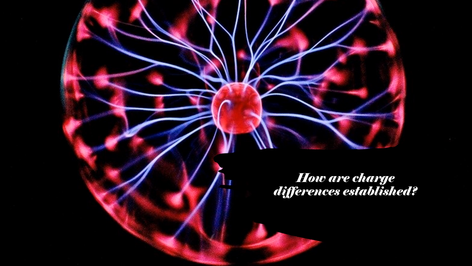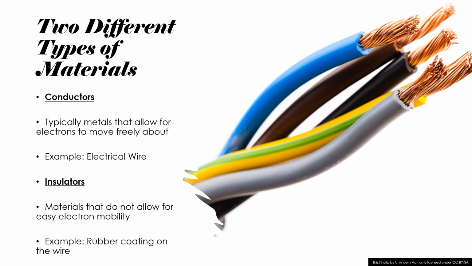So how are those charge differences actually established though? That's the key, right? You don't have a difference in charge, you can't have it. Most atoms are neutral, meaning that they have the same number of protons and electrons. So there's no difference in charge numbers. Okay? The positives and negatives perfectly balance each other out. Well, we can deal with that in a couple different ways.